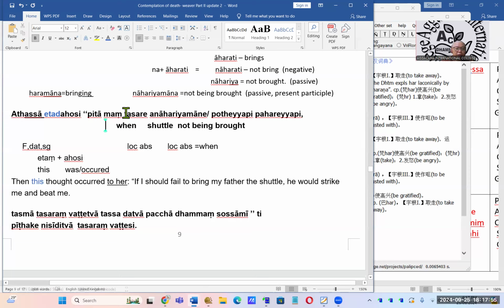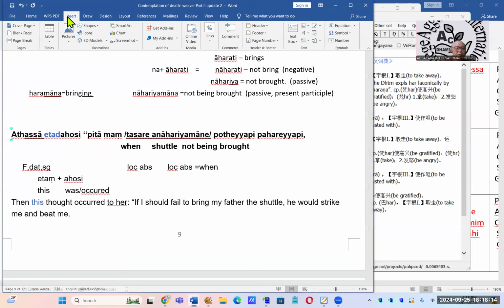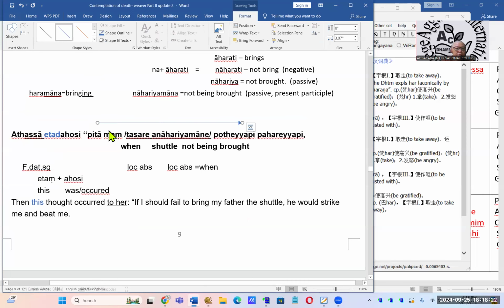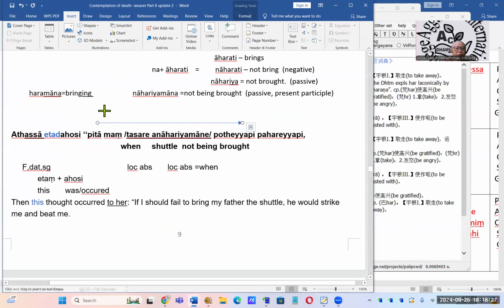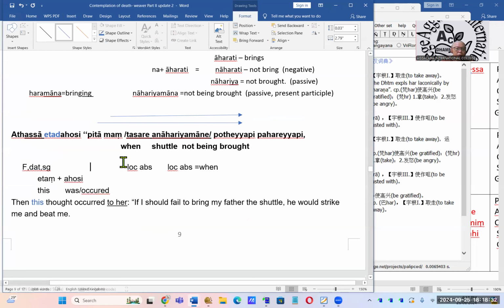Now, we take these as each standing by themselves. When the shutter is not being brought, then the subject here will be pita, which is linked with this poteya. Then it makes sense. So then we have to find this pita, and the mom also refers to this pita. If you have a printout, you had better draw an arrow like this, so then you know.